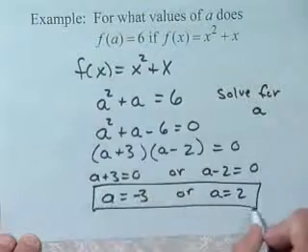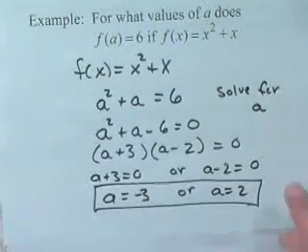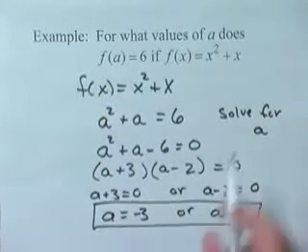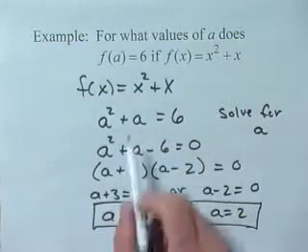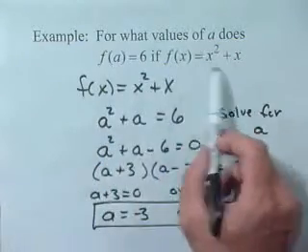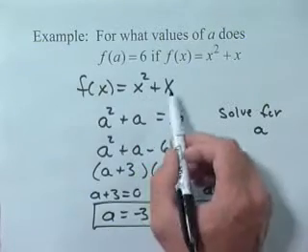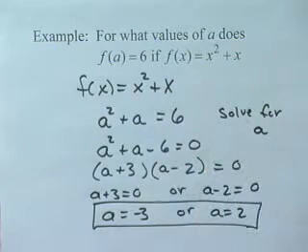Now let's check. Let's go back and see what we've actually figured out. We've said that we found all a values such that when you plug these a values into our function, it spits out a 6. So let's check. Let's plug a minus 3 into our function and see if we get a 6. And we'll plug a 2 into our function and we'll see if we get a 6.